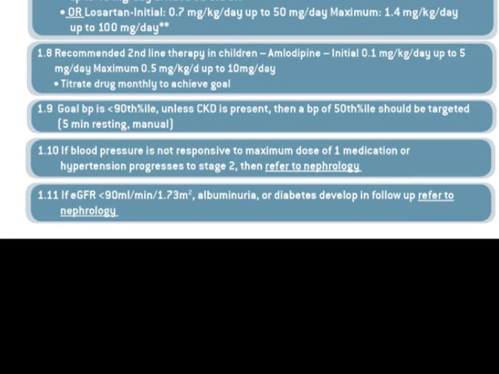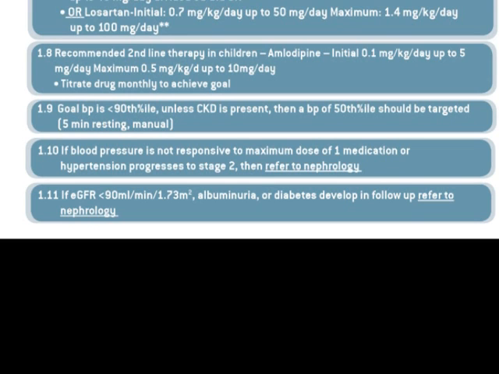If the blood pressure is not responsive to a maximum dose of one medication, or if the blood pressure worsens and progresses to stage 2, then we recommend referral to nephrology at that time. Finally, if the eGFR is also low, less than 90 mLs per minute per 1.73 meters squared, or if the child has albuminuria or diabetes that developed during the course of follow-up, then we also recommend referral to nephrology.